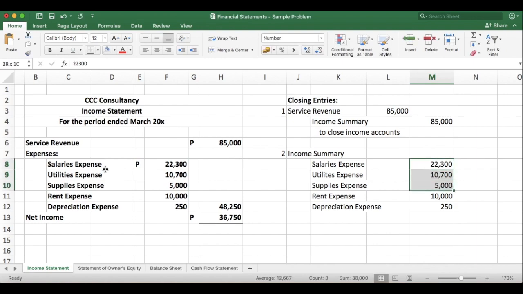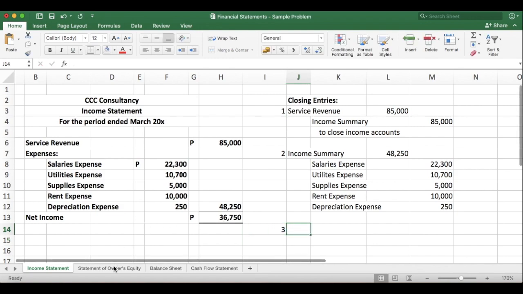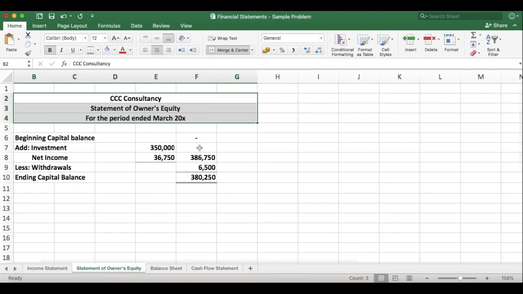One way in Excel is you highlight them and the sum is here. You can see that one. So 48,250, the same sum that we have in our income statement here. Okay, next is we will also close our drawing account. So you look at now the statement of owner's equity. The drawing has 6,500. We close that to capital.